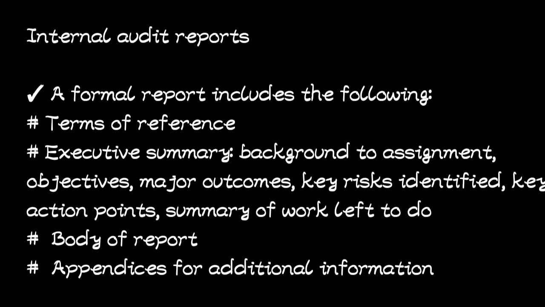Then secondly, it must include the executive summary, and the executive summary shows the background to the assignment, then the objectives, the major outcomes, the key risks identified, key action points, and then the summary of work left to do. Then there is the body report that shows everything about the internal audit, like what took place. Then appendices for additional information, like how it was carried out, showing the date and then the activity, stuff like that.